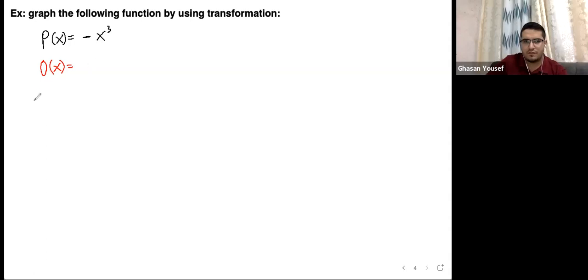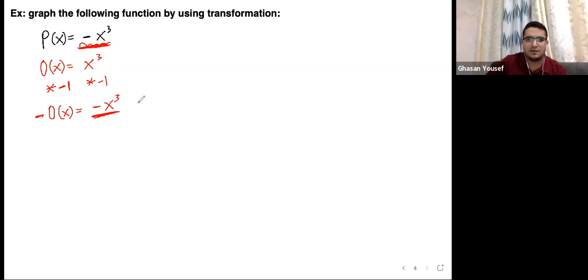Yes, function. Now I have to modify this function to make it similar to this. What should I do? I have to multiply by what? By -1, exactly, thank you. So I have to multiply both sides by -1. Now I will get minus O of x equal minus x cubed. And this is the same as this one.